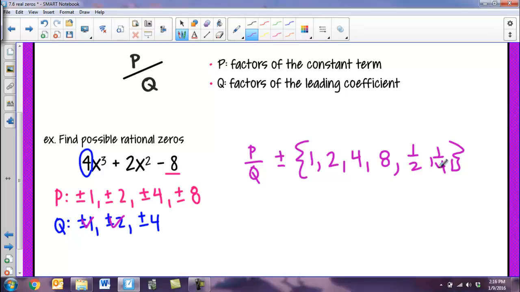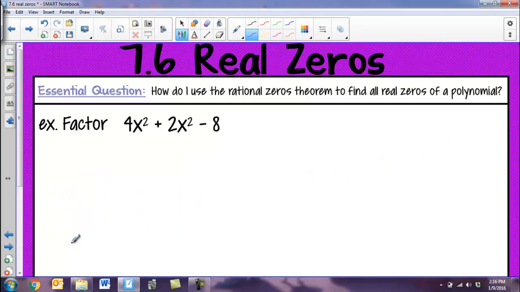Okay, so this is listing out all of the possible rational zeros of my solution here. So I could have any of these that might work out. This isn't telling me that all of these are going to work out. It's just telling me these are the ones that you want to focus on. So let's talk about how we're going to use this in the situation of finding real zeros.